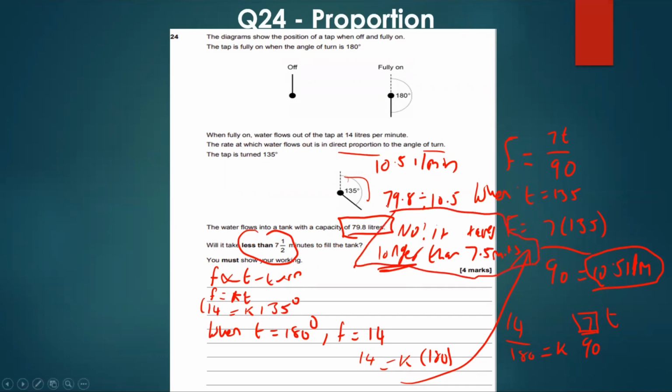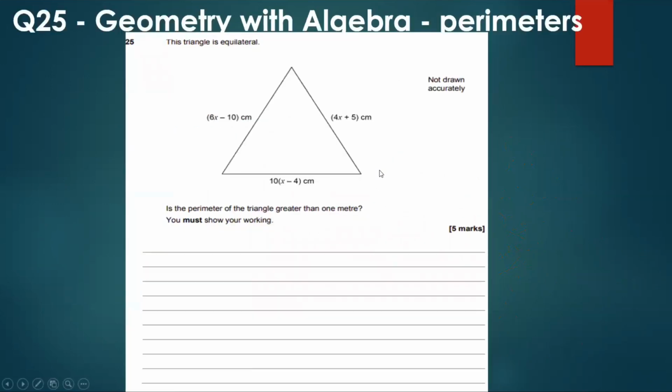So if you didn't understand that, have a look at some questions and some videos on direct proportionality. They're actually quite easy once you get the hang of it and understand what that actually means. So if you don't understand it, look at some questions and videos on direct proportion, and then come back to this question. It will make perfect sense.